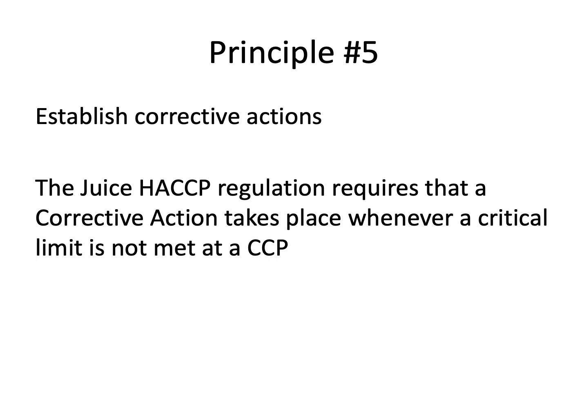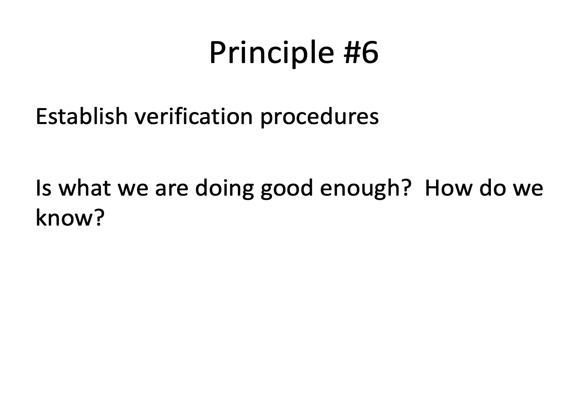Principle number 5, establish corrective actions. The Juice HACCP regulation requires that a corrective action takes place whenever a critical limit is not met at a CCP. Principle number 6, establish verification procedures. Is what we are doing good enough? How do we know?